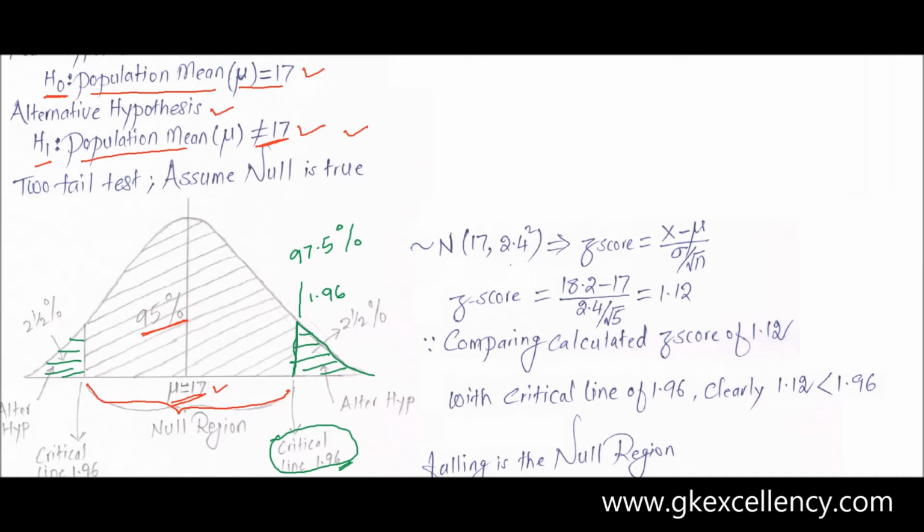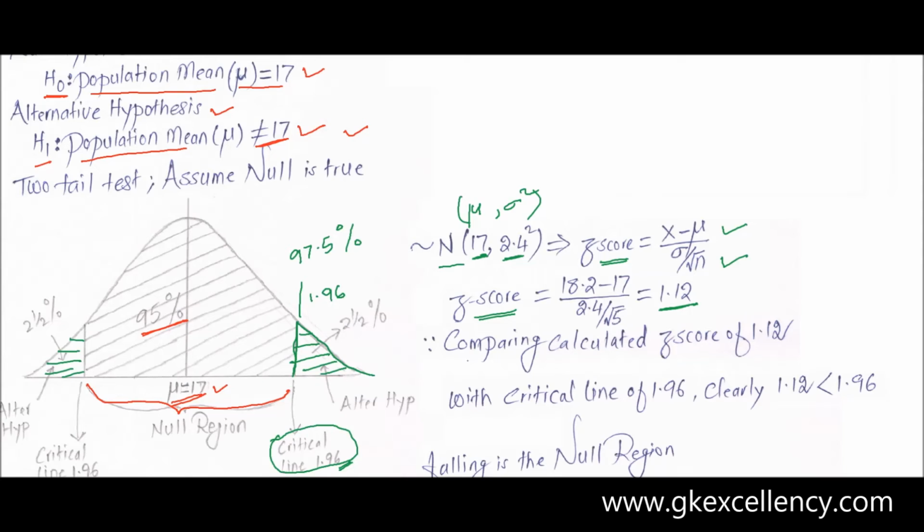Now we formulate the normal distribution N with mu is 17 and sigma squared is 2.4 squared, which is my variance. The Z score is given as x bar minus mu upon sigma upon square root of n. Substituting the values, Z is 18.2 minus 17 upon 2.4 divided by square root of 5, which comes out to be 1.12.